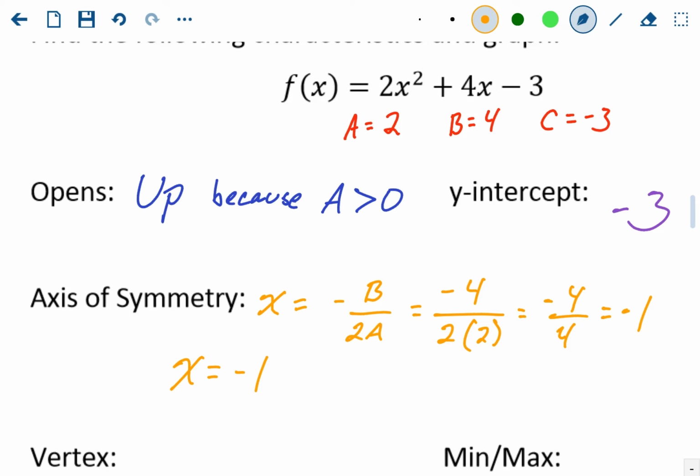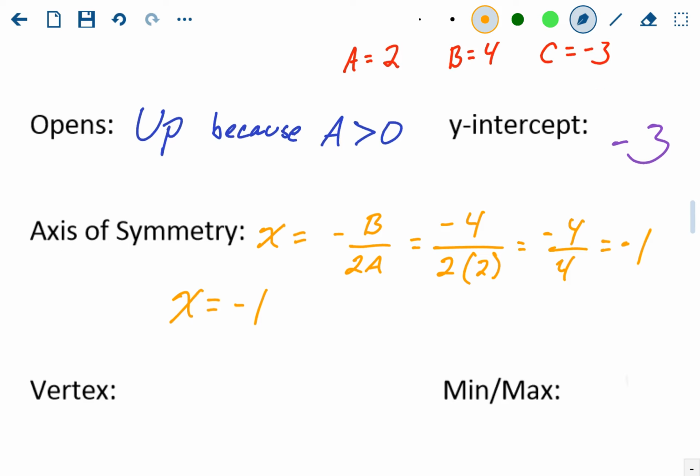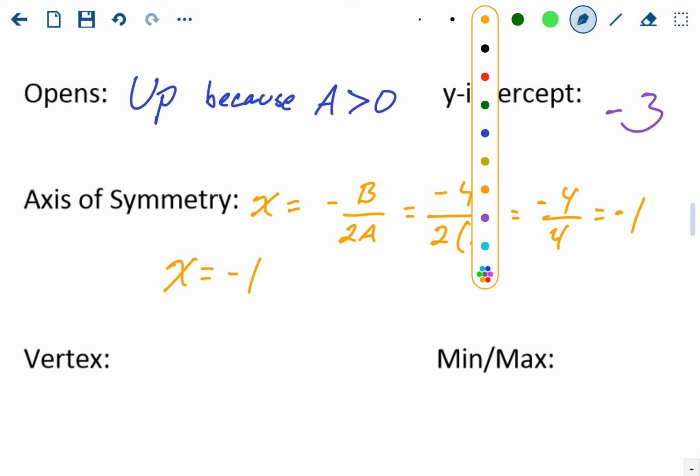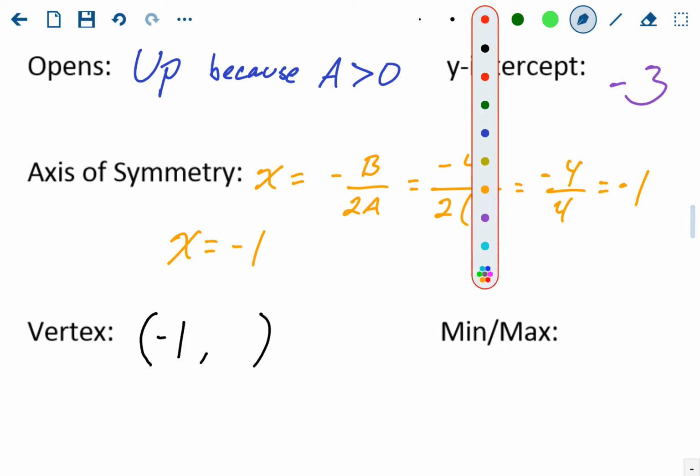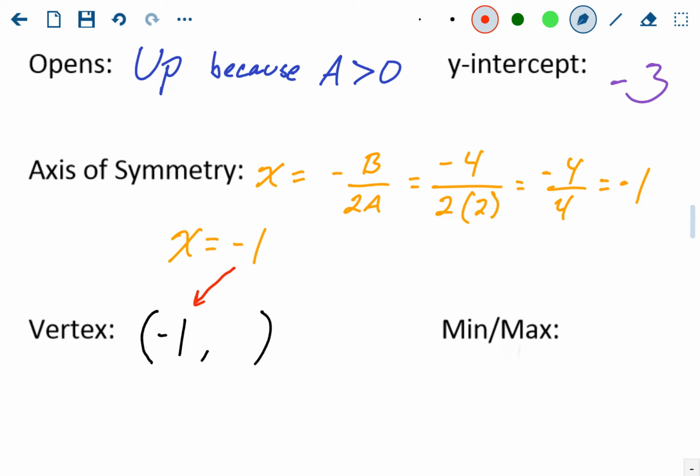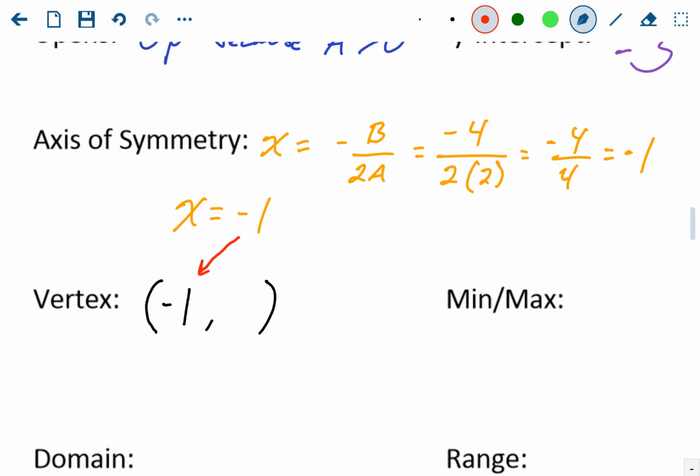All right, the vertex. The vertex is a very important part of a quadratic function. If we know the axis of symmetry, which we do, we automatically know the x value of the vertex. The axis of symmetry is always the x value of the vertex. So since the axis of symmetry is negative 1, we know the x value is negative 1. We don't know the y value of the vertex. We have to find that.